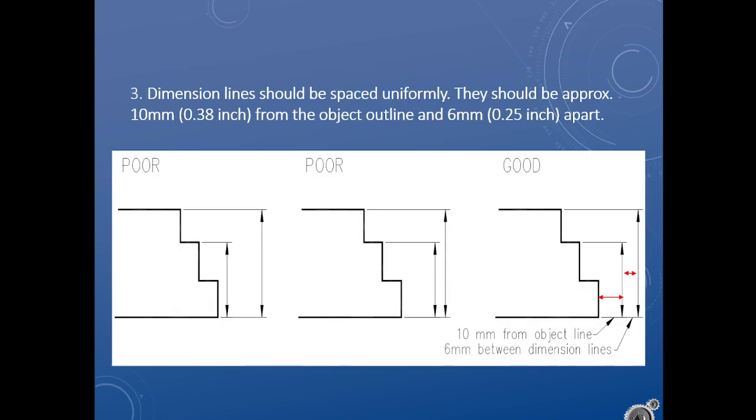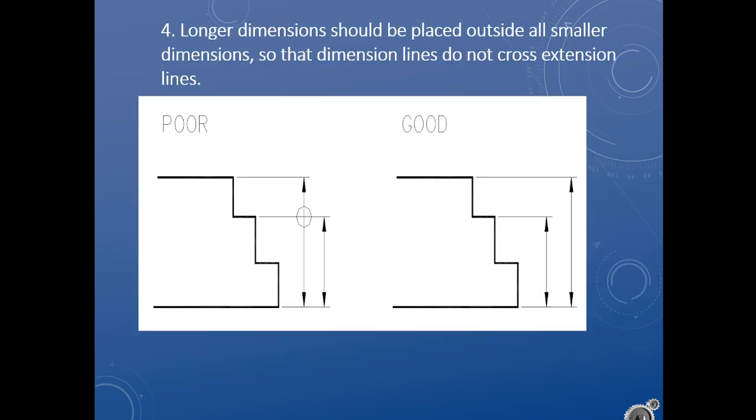Dimensions should be spaced uniformly, and they should be more distant from the part than they should be from each other. So these two are a little bit too close together. This is too close to the part. We want a good distance from the part, and then a smaller but meaningful distance between the dimensions, mostly so the text doesn't overlap and it's easy to read. All of this is about clarity and legibility. It's like having neat handwriting.